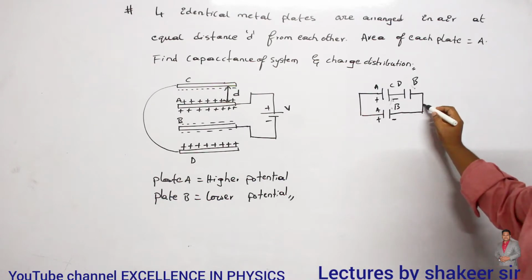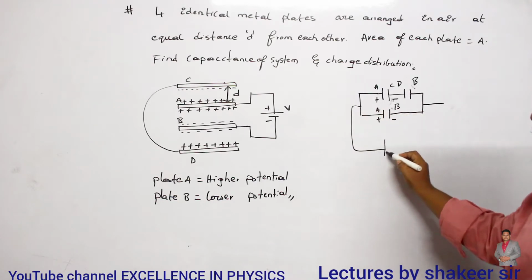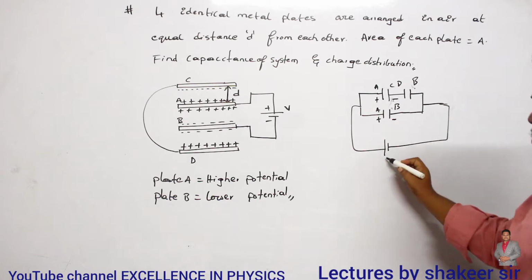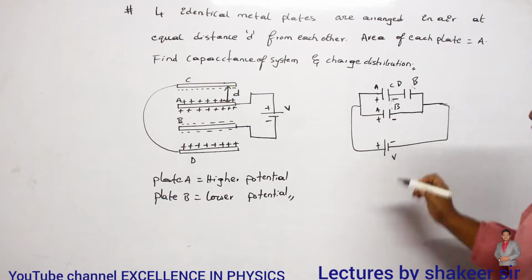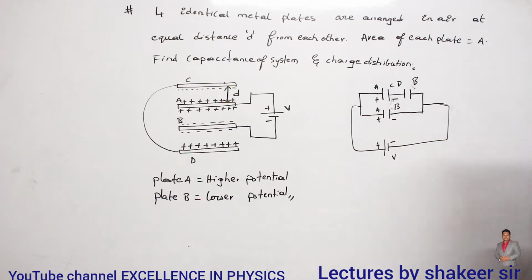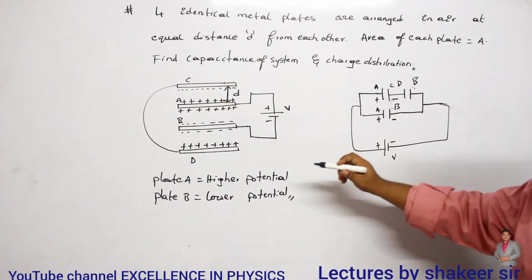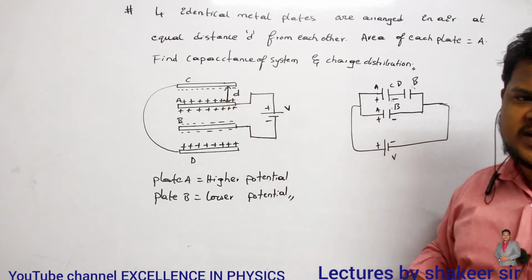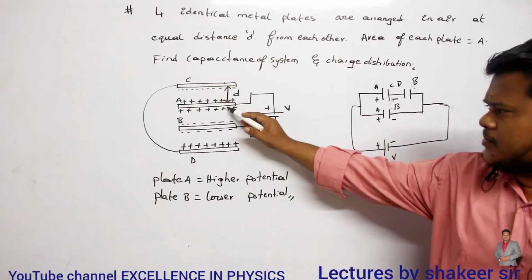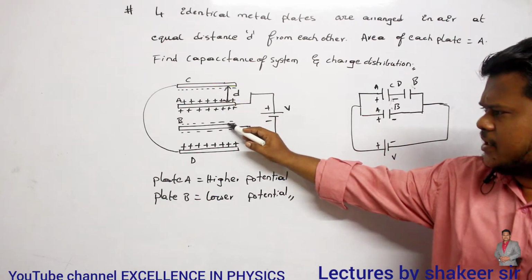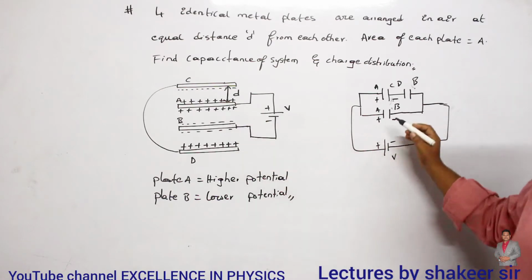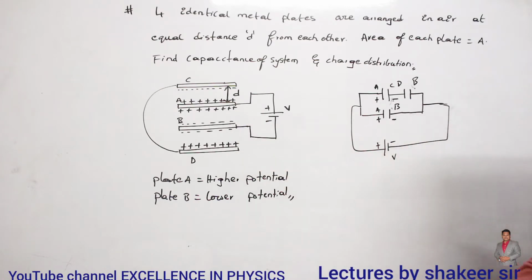So this is how I can redraw this circuit. This is a battery of potential V. Have you understood these connections? See here: A to C forms one capacitor. From the same A to B, it forms a second capacitor. So A and B will form one more capacitor.